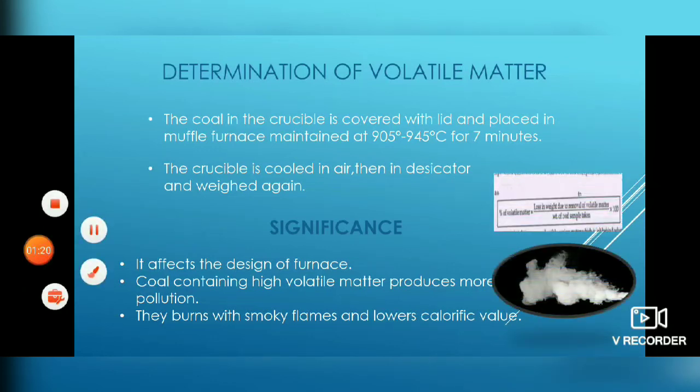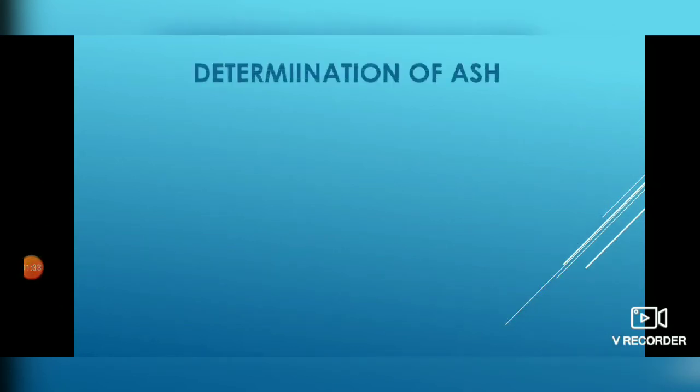Now this is the formula for calculating the volatile matter: loss in weight due to volatile matter upon the total weight of sample taken, into 100. Moving to the next slide. Determination of ash.